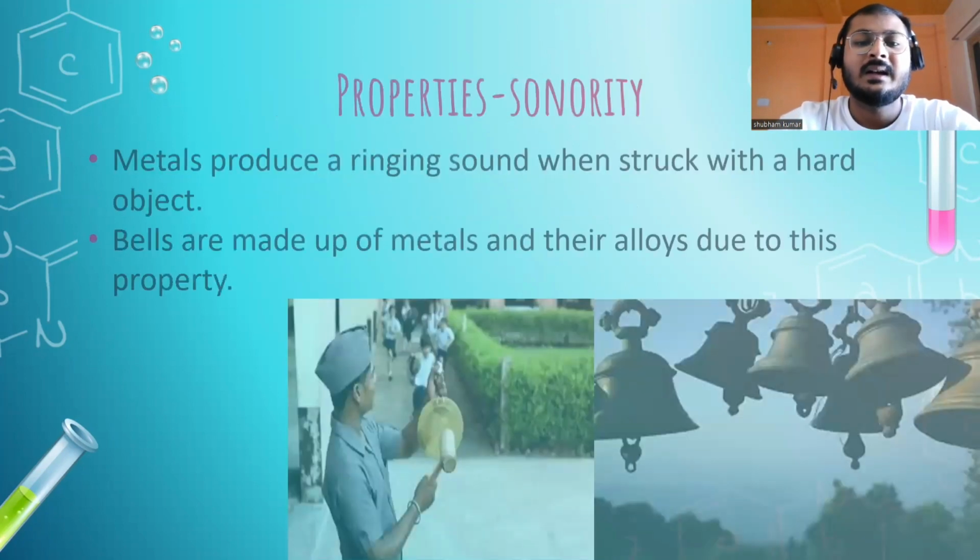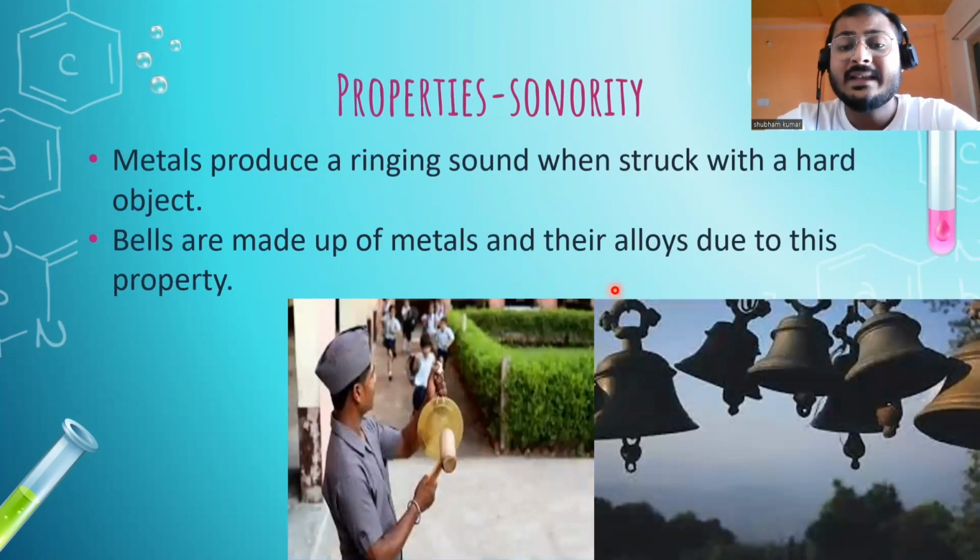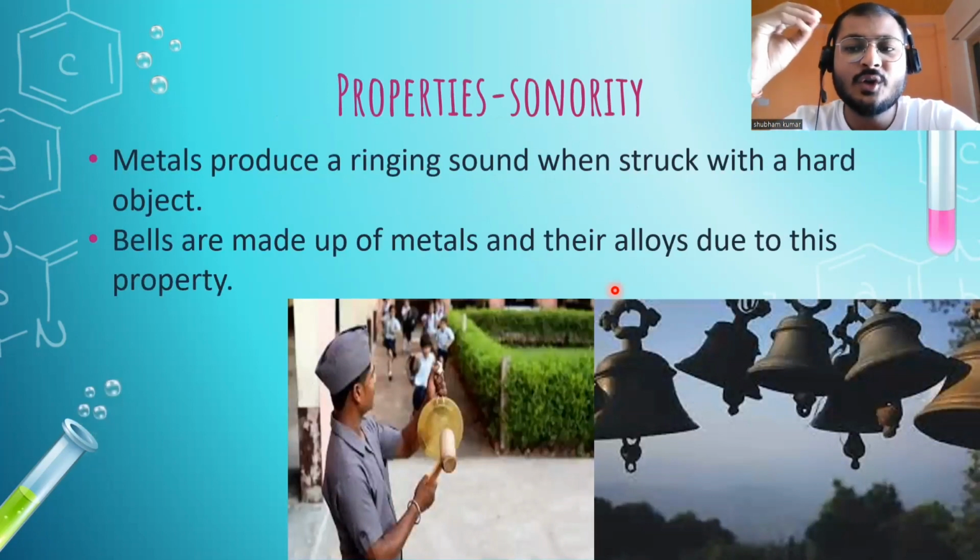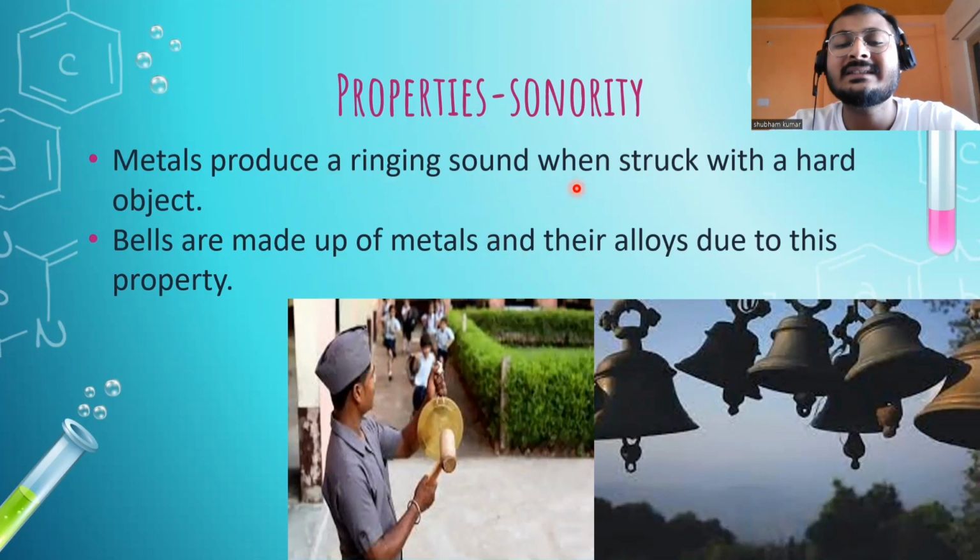Okay. Now, metal also has another property which is known as sonority. Have you ever dropped any metal piece on the floor? What do you see? You hear a ringing sound from the metal, that ringing sound when it is struck with a hard object, or if it is dropped. That is known as sonority. So metals produce a ringing sound when struck with hard objects.